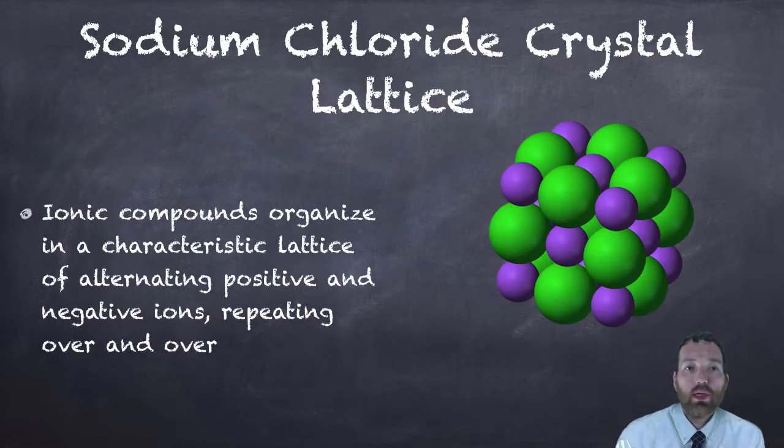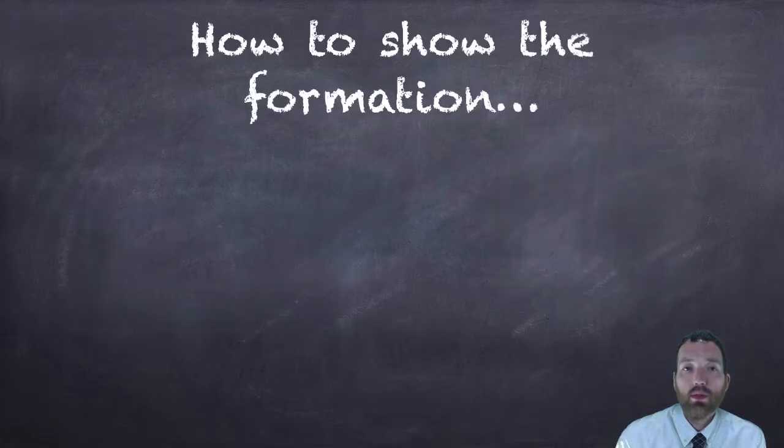Ionic compounds organize in a characteristic lattice. You can see an example of a lattice in this picture on the right here. You have alternating positions of negative ions and positive ions repeating over and over again. And again, you can't see where the electrons came from or to. And also, this is just a small representation of the whole. This lattice could be slightly smaller, or it could be a lot bigger than what you see here in this picture. This isn't what a molecule is like.